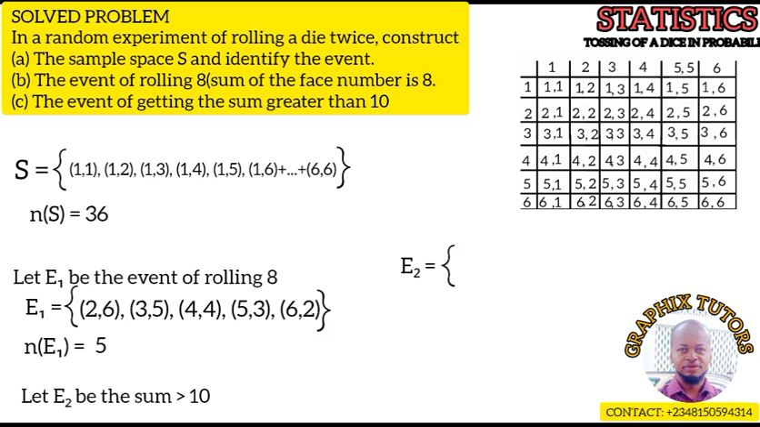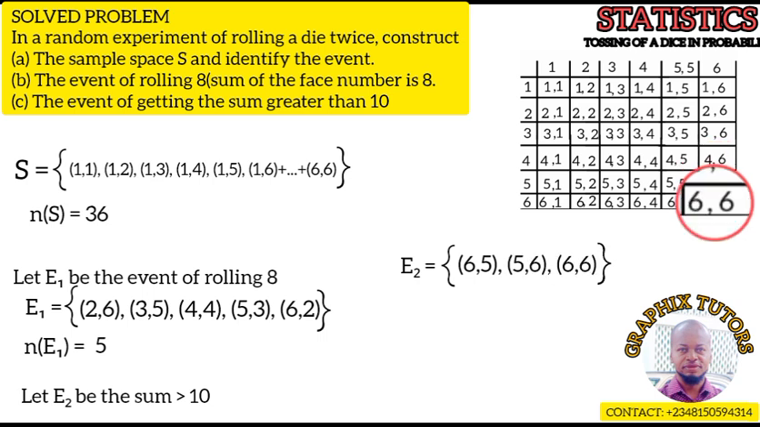If you check closely, (6,5) will give us 11, which is greater than 10. (5,6) will give us 11, greater than 10. (6,6) will give us 12, which is greater than 10. So that is the only thing we have. The rest are equal to 10 or less than 10. So that is what we have: (6,5), (5,6), and (6,6). So the number of E2 is what? We have 3 elements there. We take them as 1 each. So that is 3. That's my E2. Is that okay now? So we've gotten that.